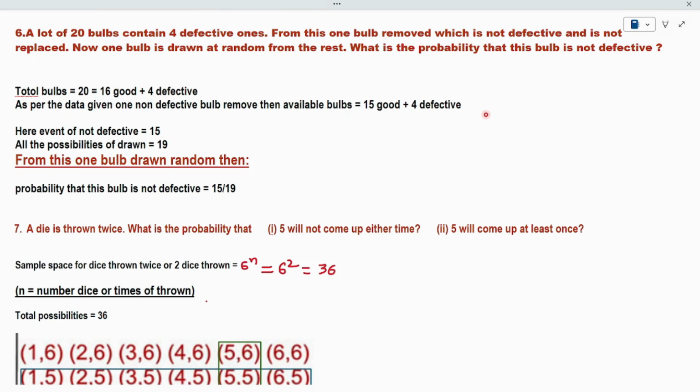Why? Because I have already removed one good bulb. Then I have only 15 good bulbs and 4 defective. Total 19 bulbs I have. Here we need to find the probability of not a defective one. Not a defective one means it's a good bulb. So how many possibilities of good bulbs do I have? 15. Total possibilities 19. So it will become 15 by 19.